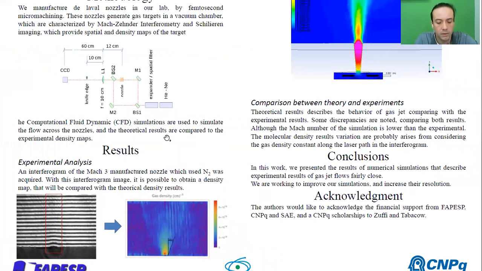According to the 1D model, the Mach number is about 2.8. In the work presented by Armando Zuffi, titled "Development of a Modified Mach-Zehnder Interferometer for Time and Space Density Measurement for Laser Wakefield Acceleration," it is possible to verify with more details the process to acquire this kind of density map from the images of the interferometer.